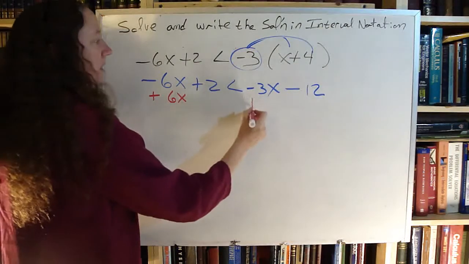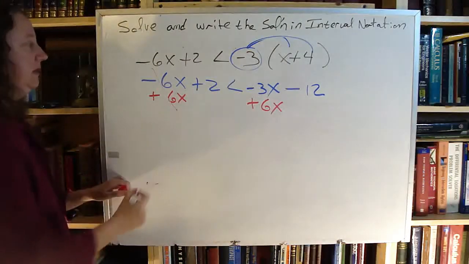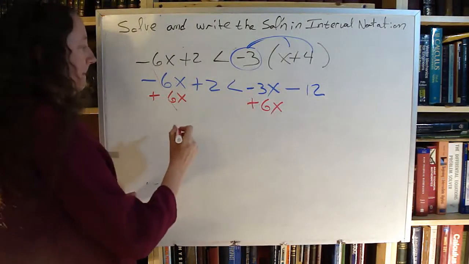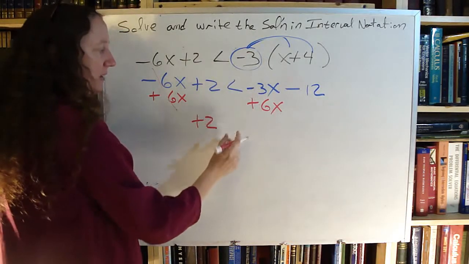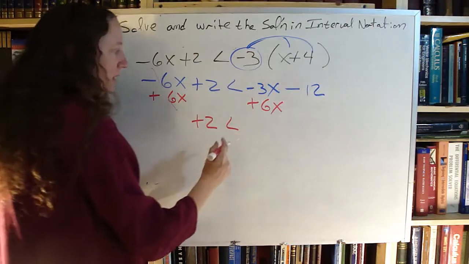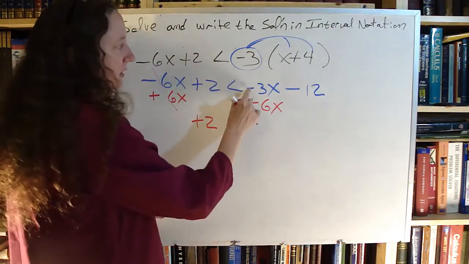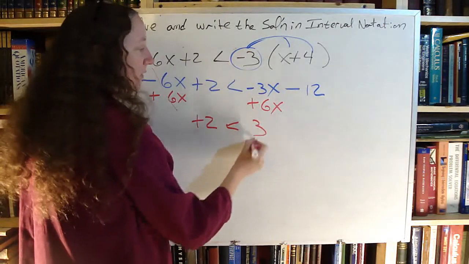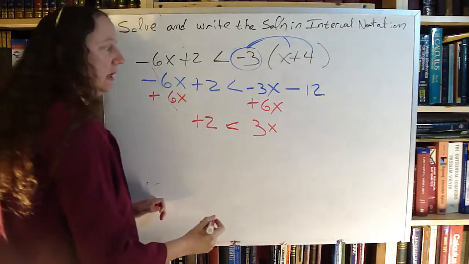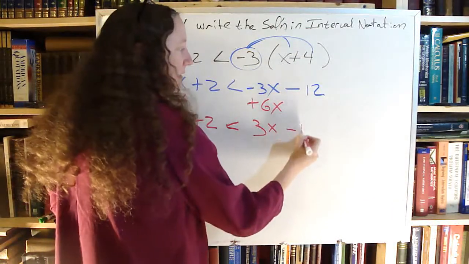6x on each side. Now the minus 6 plus 6 cancels out. I have my plus 2 there. Carry this down as it's written. That's sloppy. Negative 3 plus 6, 3. Carry the x down with it, and carry the minus 12 down.